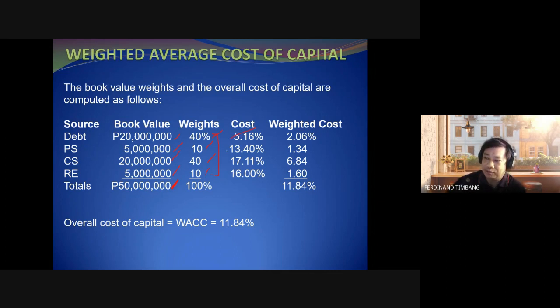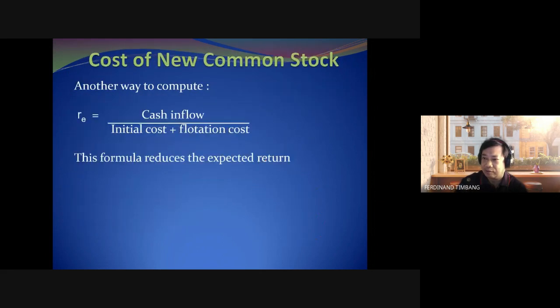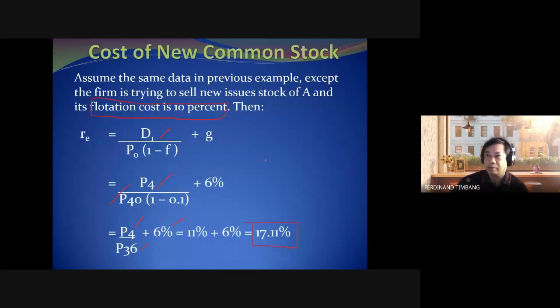And these are the computed costs of capital for each. For the cost of debt, we have 5.16%. For the preferred stock, we have 13.4%. Then for the common stock, what we used was CAPM, I think. Let's check to be sure. Actually, what I used was the issuance of new common stock.